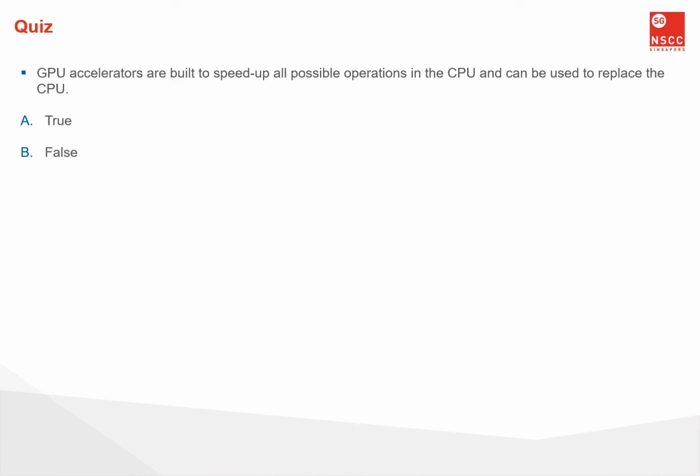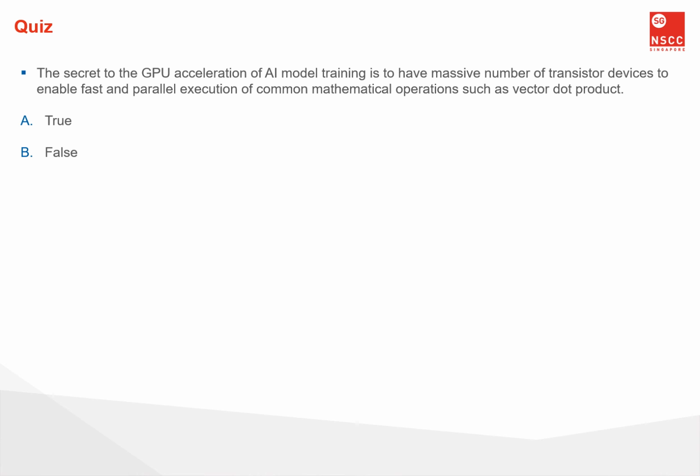So here's a quiz for you. Just pause the video after this and think about this before you go on to the next slide. GPU accelerators are built to speed up all possible computations in the CPU, and can be used to replace the CPU. Is this true or false? Here's another quiz. The secret to GPU acceleration of AI model training is to have a massive number of transistors to enable fast and parallel execution of common mathematical operations such as the vector dot product, which is part of matrix multiplication. Is this true or false? Again, just pause the video here and think about it before you think about the answer.